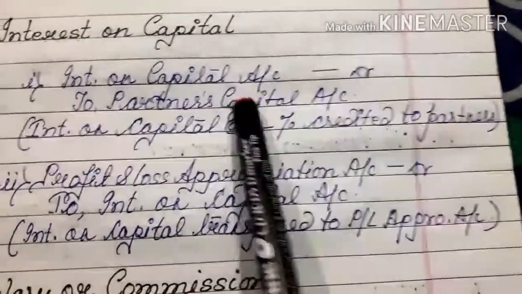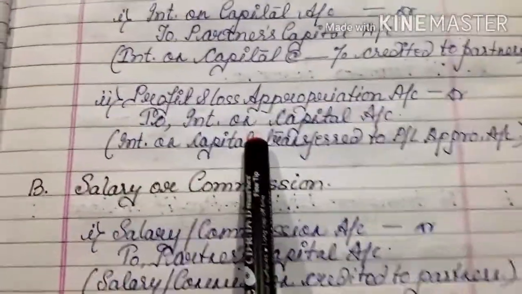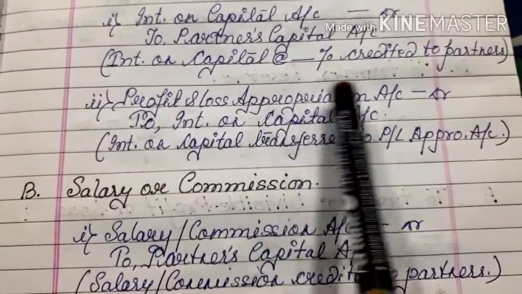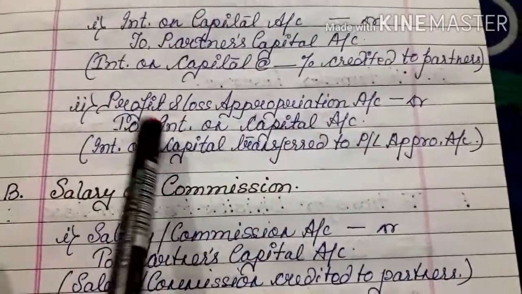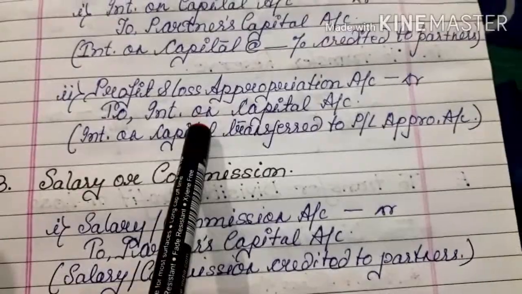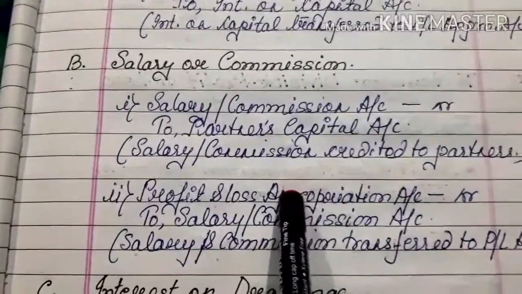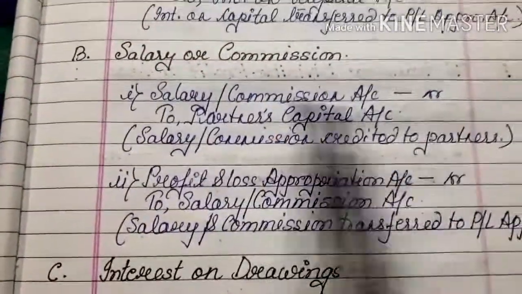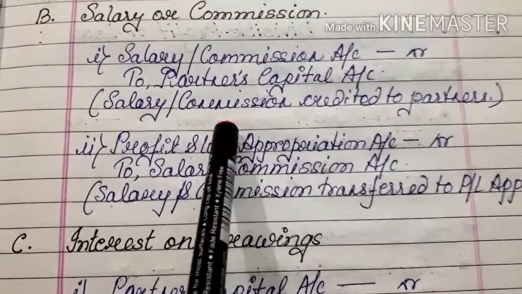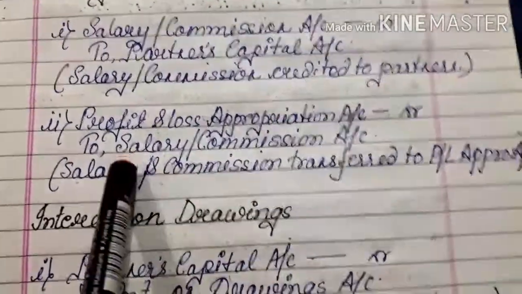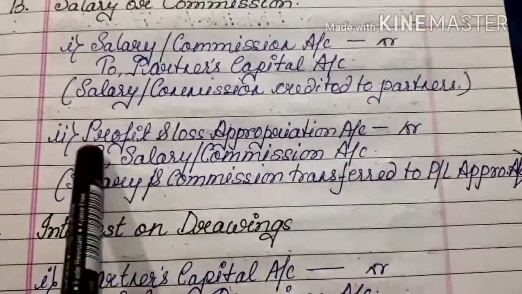And next, this interest on capital is transferred to your profit and loss appropriation account. For that, the journal entry will be profit and loss appropriation account debit to interest on capital account. Now this is the closing entry. Next is salary and commission. It is similar to interest on capital. Salary and commission account debit to partner's capital account. First of all, salary or commission, whatever is to be given to the partner, is to be credited to their capital account. And next, for closing this, we pass the entry profit and loss appropriation account debit to salary and commission account.